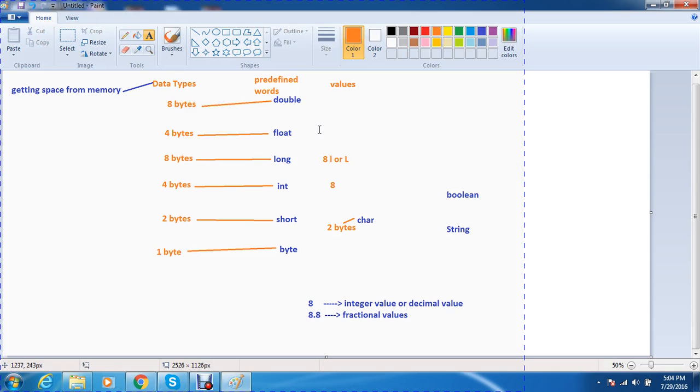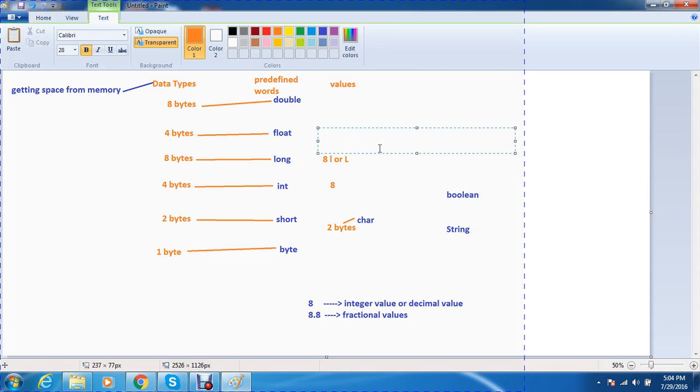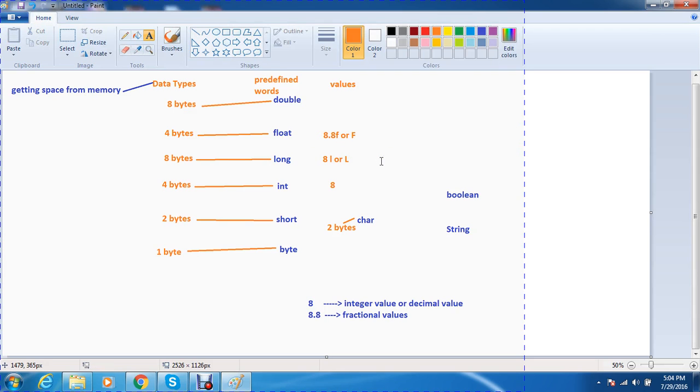Now coming to float value, simple, observe here. Any fractional value with small f or capital F is called a float value.